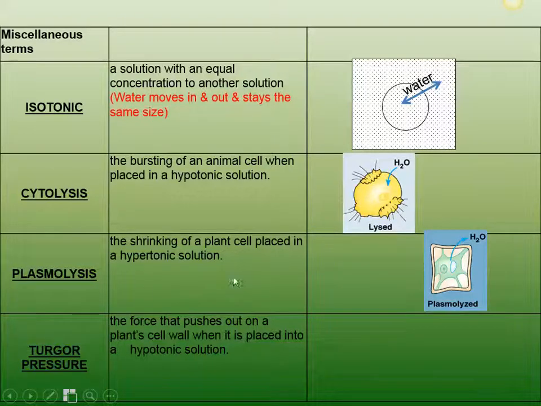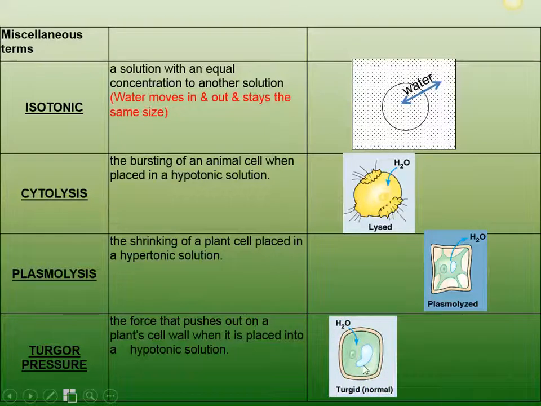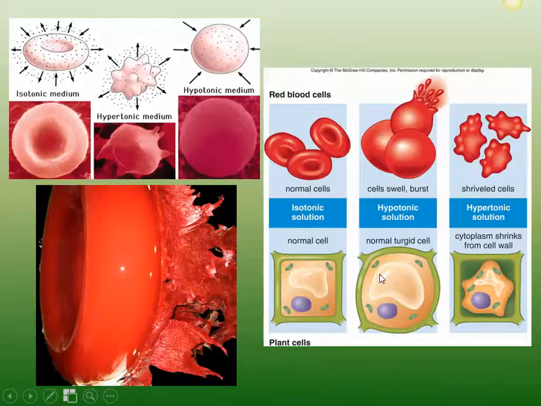And then finally you have turgid pressure, right? Turgid pressure. So that's the force that pushes out of a plant cell wall when it's placed into a hypotonic solution. So a hypotonic solution is going to be water coming in again, remember that? And then the water is going to be coming in at such a rate that it's going to actually push against the cell wall. And this is the normal state of a plant, right? If it's turgid, that's the normal state. The plant wants to be full of water. It's only a problem if this plant is filled with too much water, so much so that the cell walls actually burst.